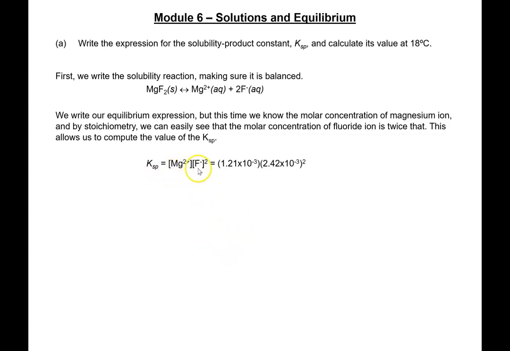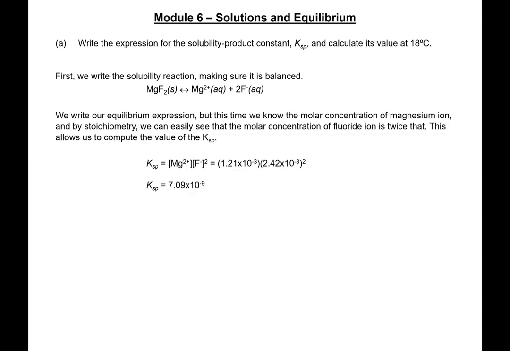We write our reaction equation, our KSP equation. We plug in the value of Mg2+. We multiply that value by 2 to get the value of F-, and we square it because that's what you do for the KSP expression when the stoichiometric coefficient is 2. So once we do all that math, we get KSP is 7.09 times 10 to the minus ninth. That's our answer for Part A.